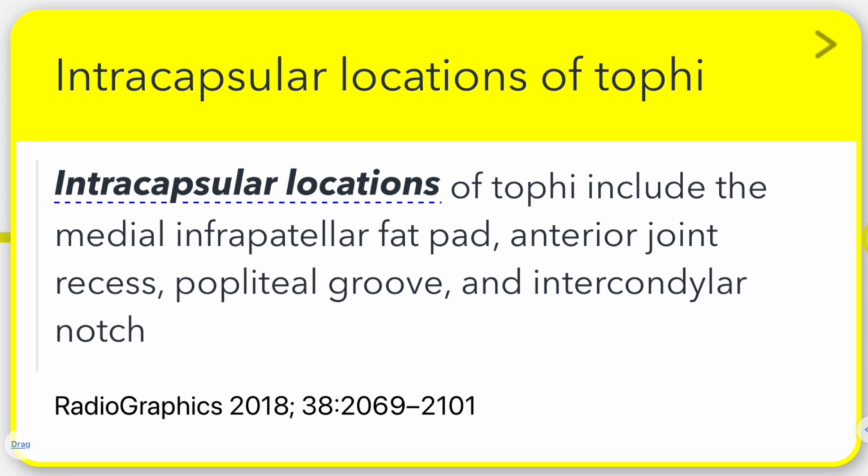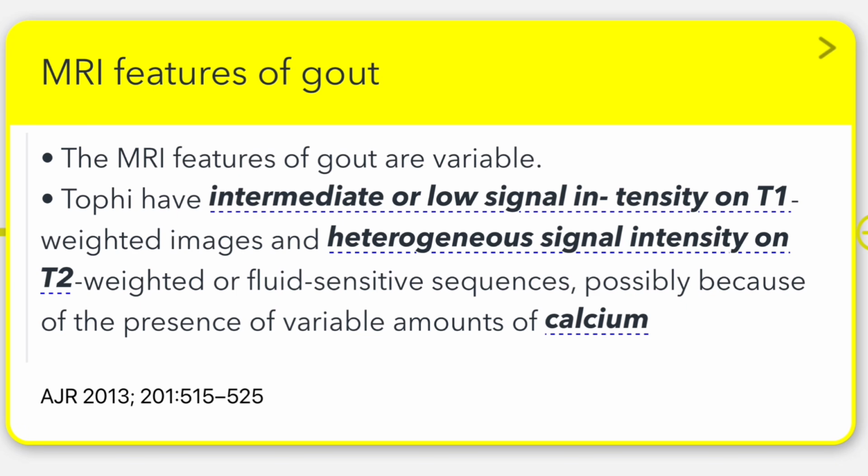These cases illustrate the variable MRI features of gout, which range from intermediate to high signal intensities on different weighted images. Tophi can manifest as intermediate or low signal intensities on T1 weighted images and heterogeneous signal intensities on T2 weighted or fluid-sensitive sequences, often due to varying calcium content.